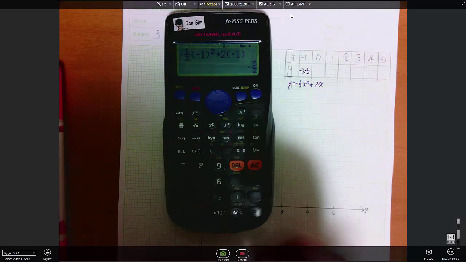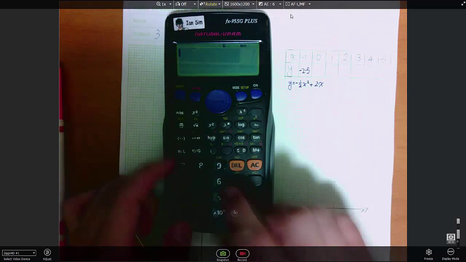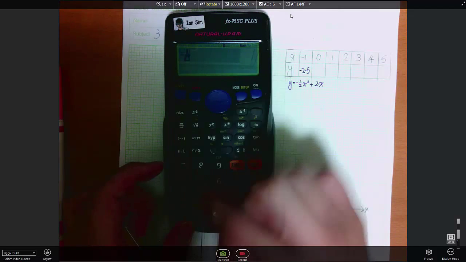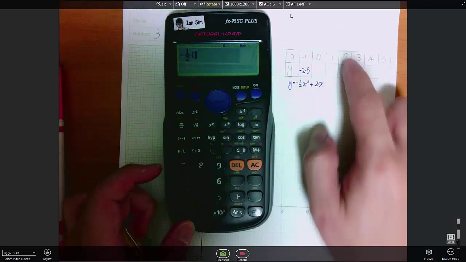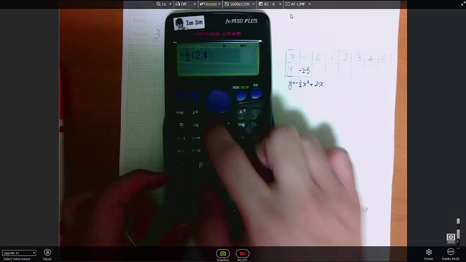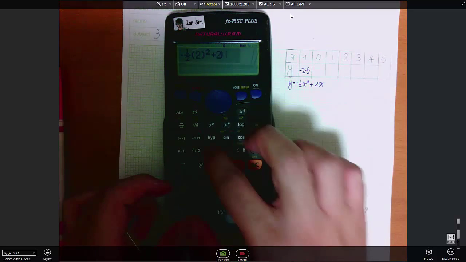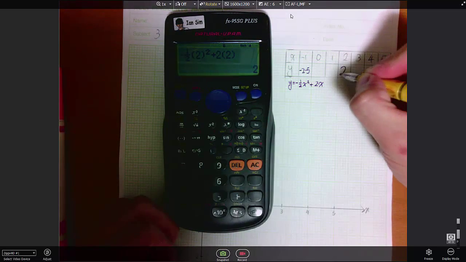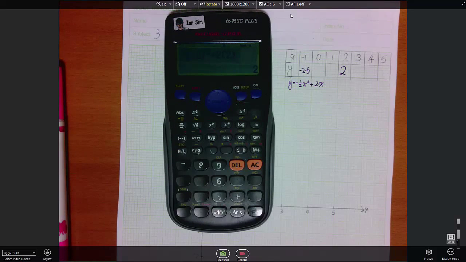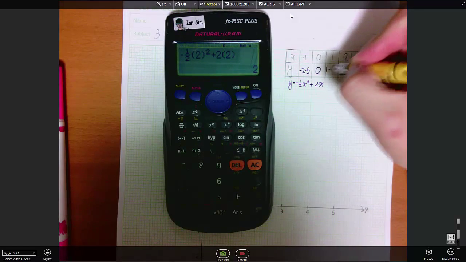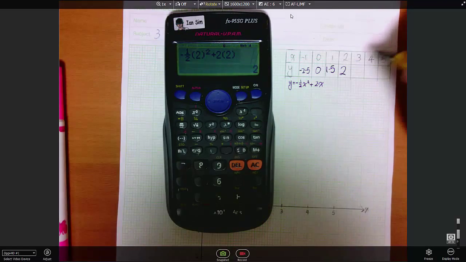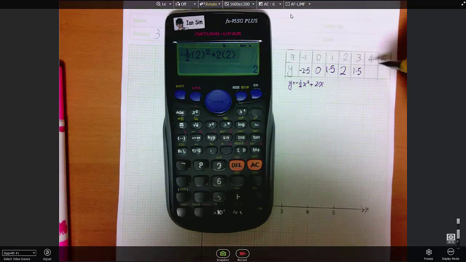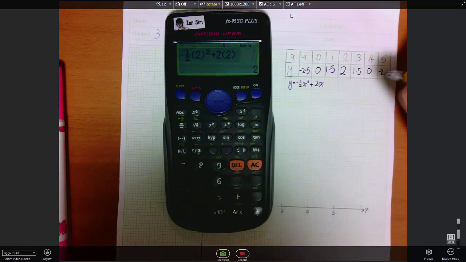Maybe I'll do one more for you with the value of 2 here. So it's negative half, x is 2, so it's 2 squared plus 2 times 2. Here you get the value 2, like this. For the rest of the values, I shall not bother so much. I'll just give you the values. This is 0, 1.5, here's 1.5, 0, and negative 2.5.